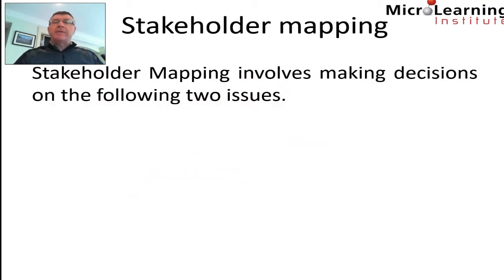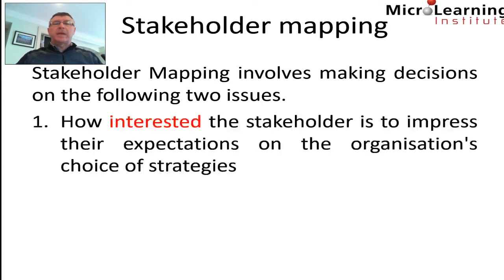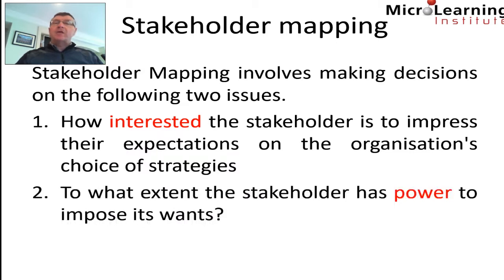Stakeholder mapping involves making decisions on the following two issues with respect to each stakeholder. Firstly, how interested is each particular stakeholder to impress their expectations on the organization's strategy? And secondly, to what extent does each individual stakeholder have the power to impose its requirements on the organization?